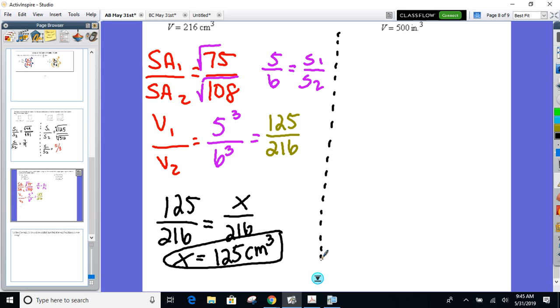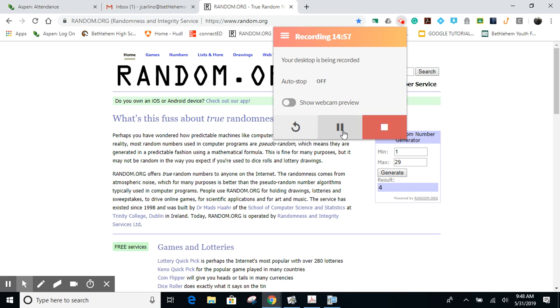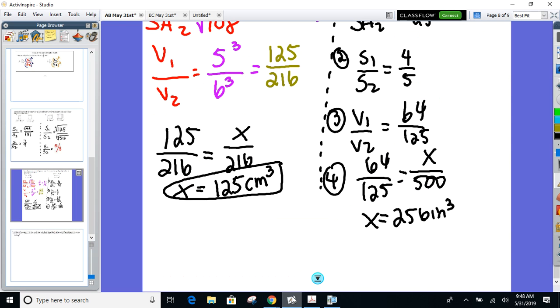Yes? Well, that was the top number. Pure coincidence. It will not happen here. That's why we have you do a second one. Yes, it will not happen here. $256 cubic inches. Yes, Emma, go ahead.